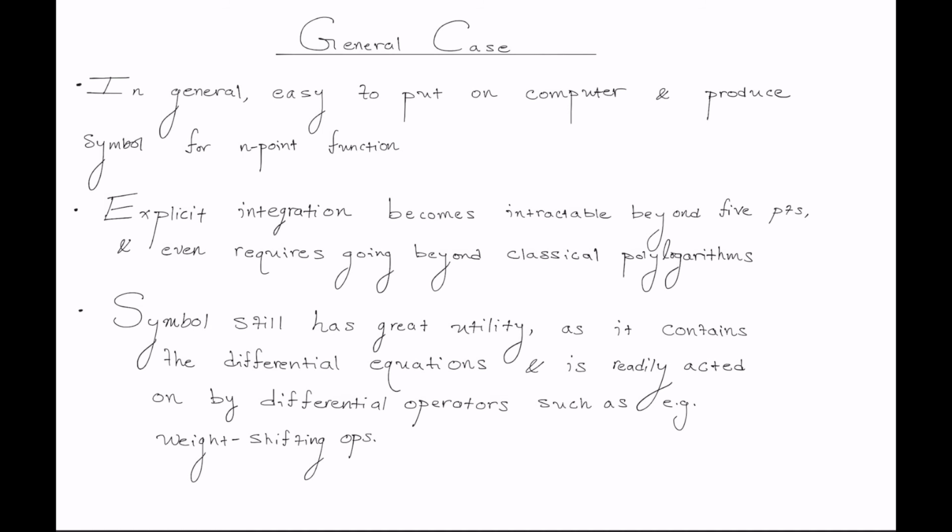So this doesn't make us dead in the water, though. The symbol still has great utility as it contains information about the differential equations that the function obeys and can help us get useful series solutions. And it's readily acted on by differential operators, such as the weight shifting operators that have proven so useful lately. And additionally, it contains all of the rational data. So a correlator, which is just a rational function that can be obtained by applying suitable differential operators to the conformally coupled external particles exchanging conformally coupled scalars. The symbol already has this information with no extra integration needed.